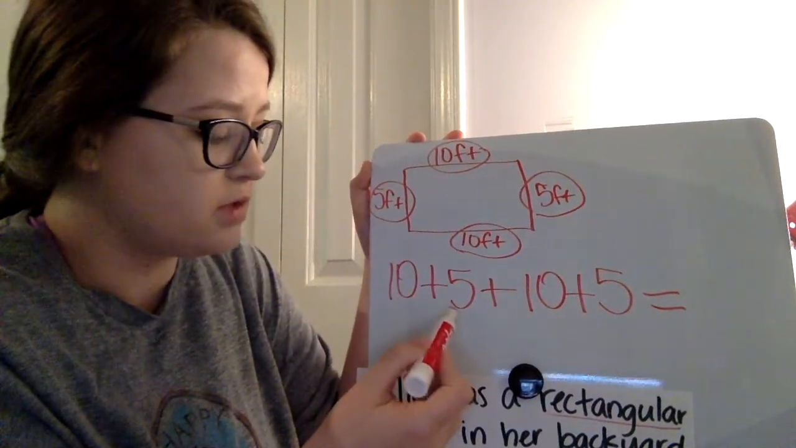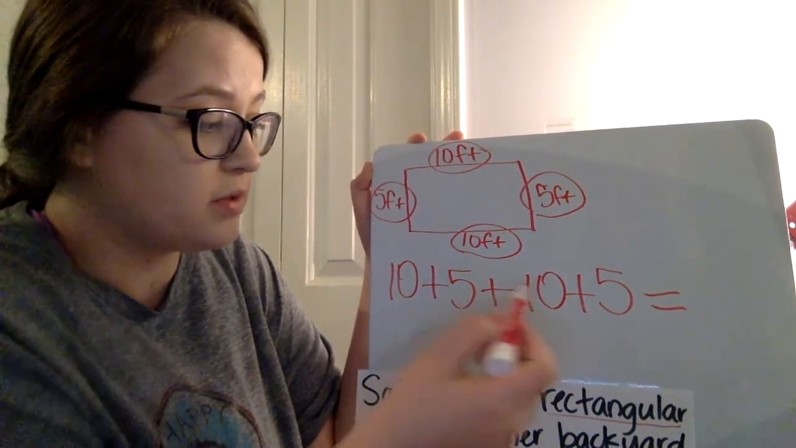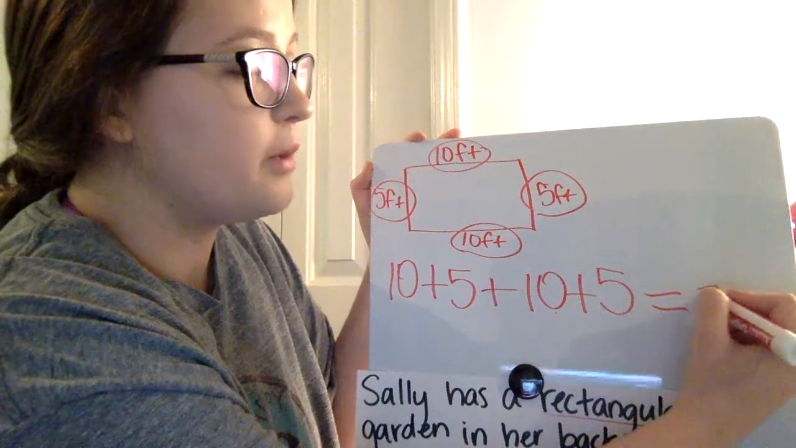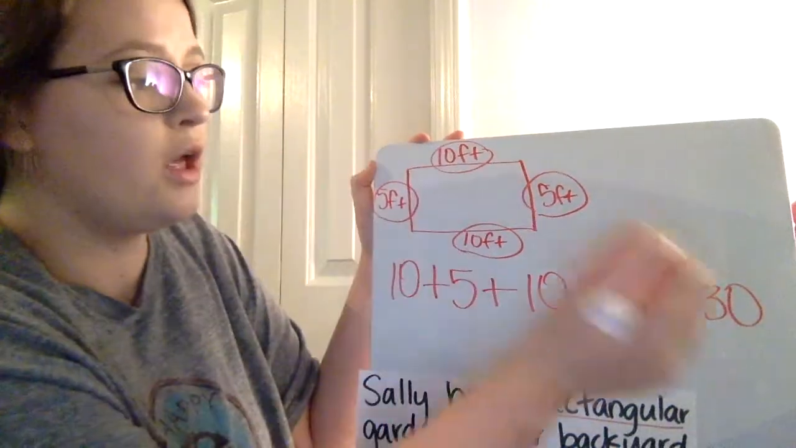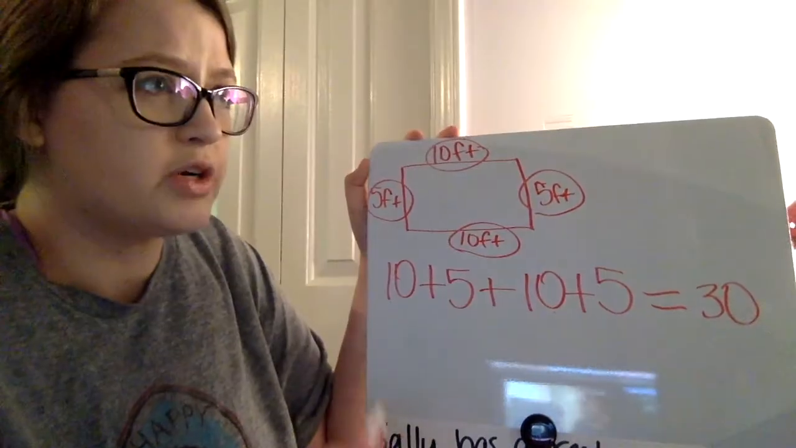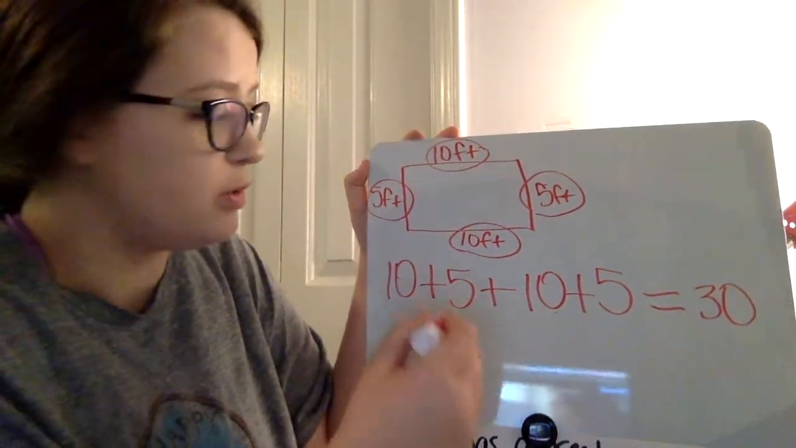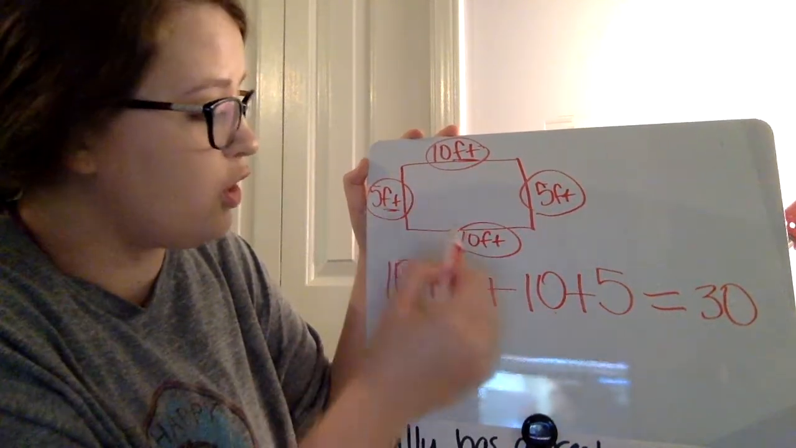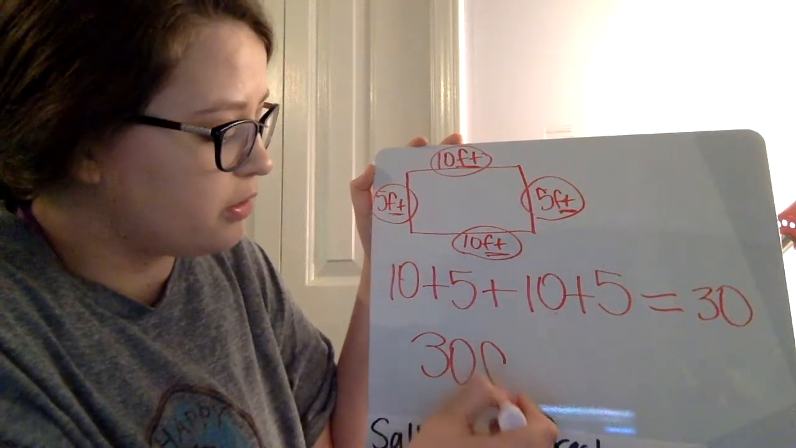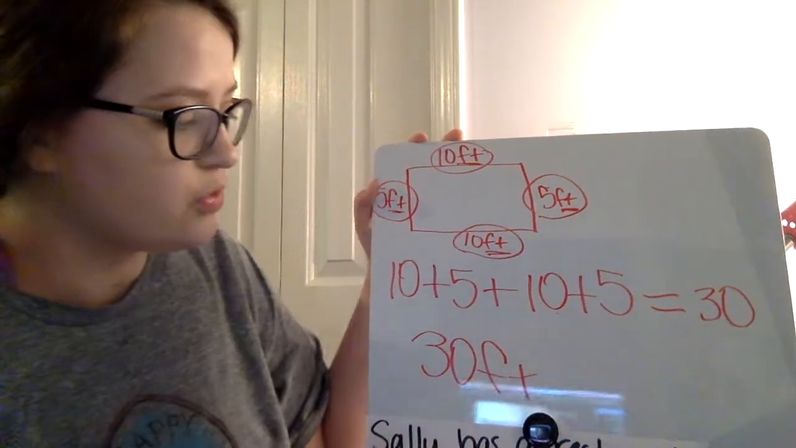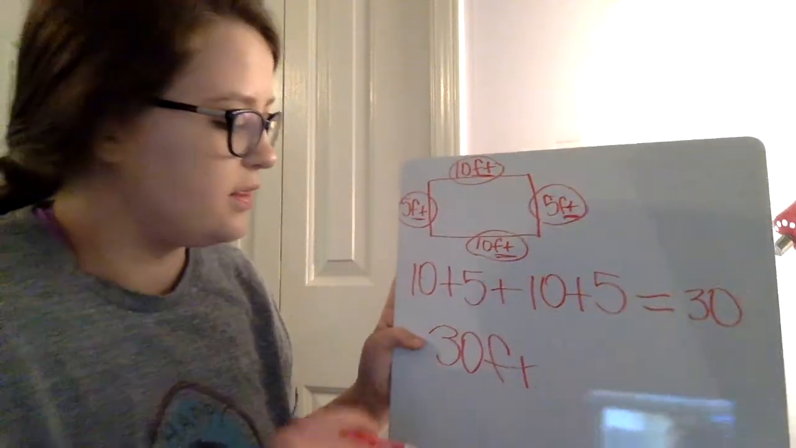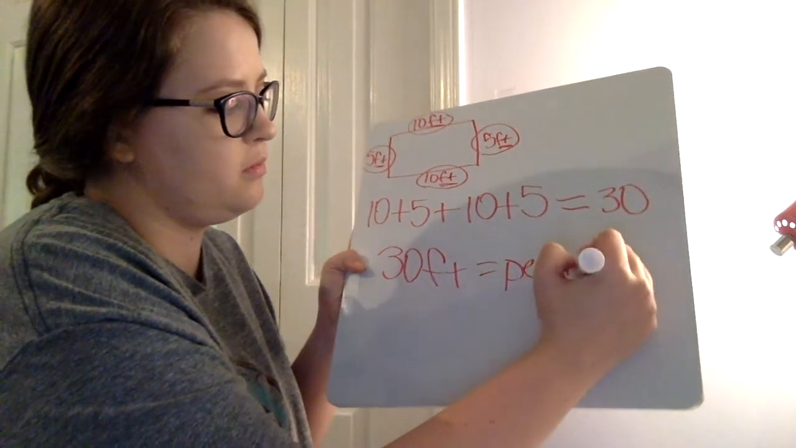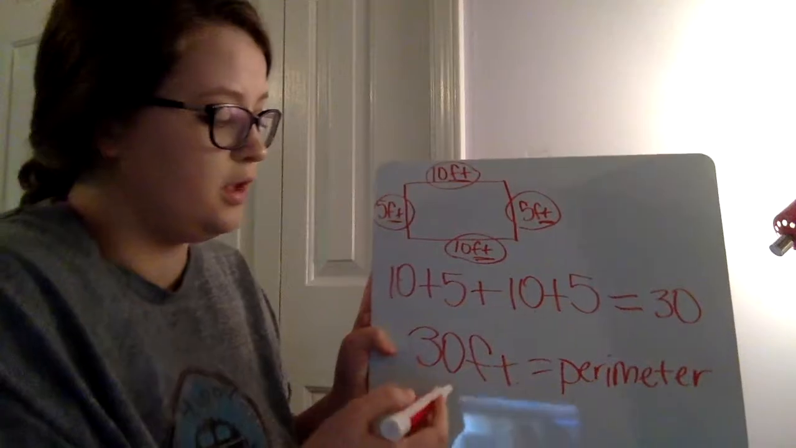So 10 plus 5 is 15. 15 plus 10 is 25. And 25 plus 5 is 30. So we know that the perimeter is going to be 30. But perimeter is the distance. So it's important that we put that it's 30 feet. See how all of these are feet? It's important that we put 30 feet. So we know that the perimeter equals 30 feet.